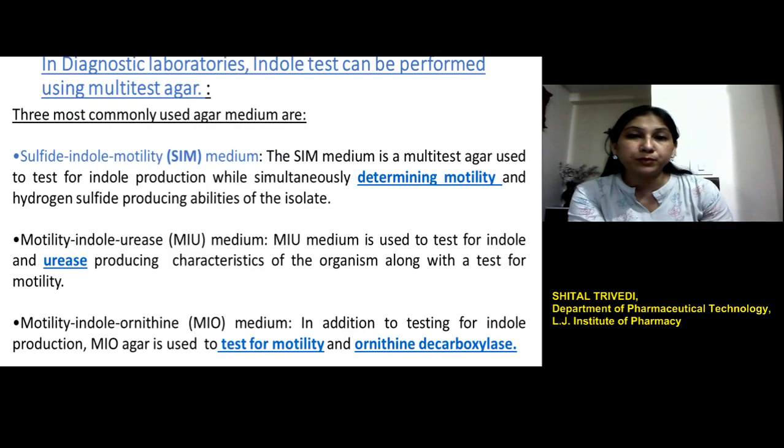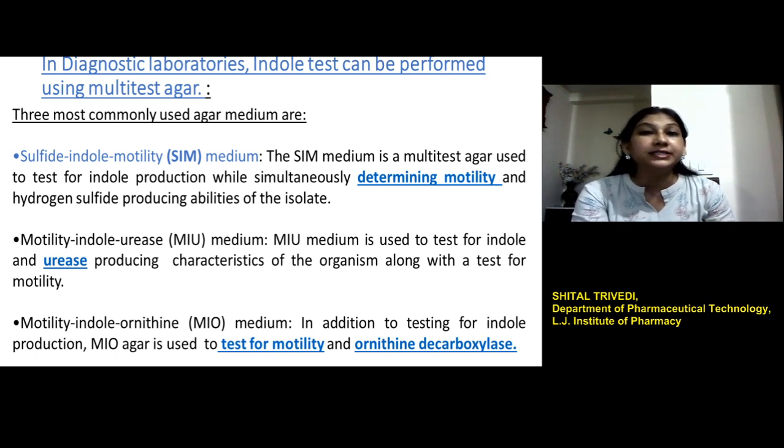The indole test can also be performed in a multi-test agar, for example SIM medium, that is sulfide indole motility medium. This medium identifies three characteristics of the organisms at a time. S indicates the hydrogen sulfide producing characteristic of the organism, I indicates whether the organism produces indole or not, and M represents whether the organisms are motile or not.